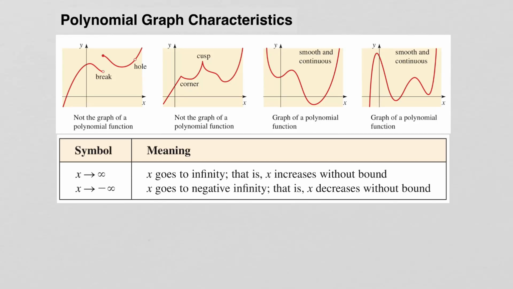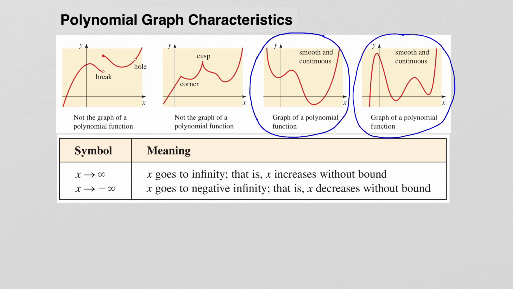Now let's discuss the basic graph characteristics of polynomial functions. Polynomials are really nice graphs. So graphs of polynomials are smooth and continuous. If you look at these two pictures here, you'll notice that each of these graphs is smooth and continuous. There are no sharp edges, there are no breaks in the graph, they are just nice and smooth and continuous. And you can see they both behave the same in that regard.